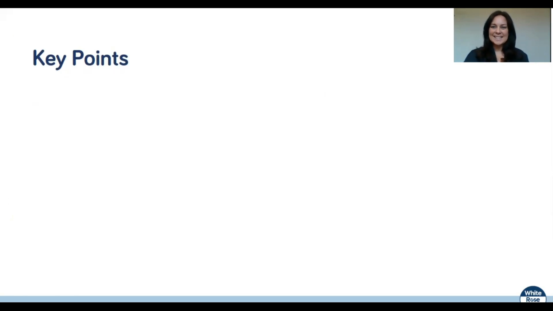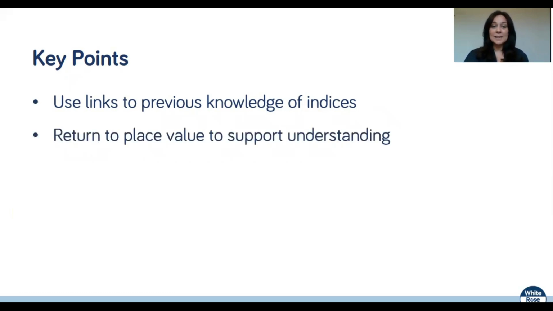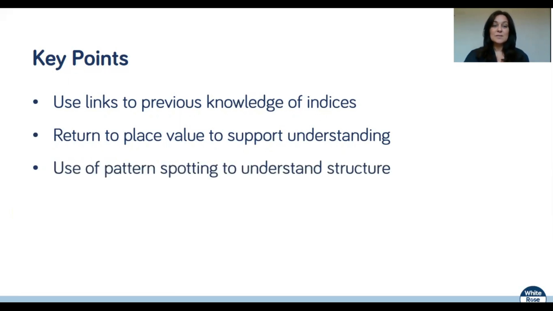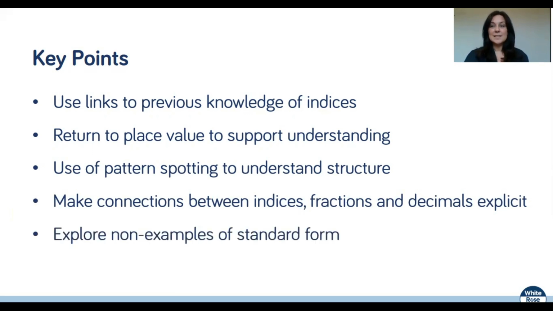So that's brought us to the end of the bite-sized snack. I'd just like to make some summary points. One of my key points is to use links to the previous knowledge of indices. They would have just done this, so this should be quite fresh in their minds. Return to place value grids to support the understanding and really anchor that learning. The use of pattern spotting to understand the structure. Making connections between the indices, the fractions and the decimals. And as teachers, we need to make that explicit. And then explore non-examples of standard form, so where numbers are not in standard form, to really get to grips with the misconceptions.